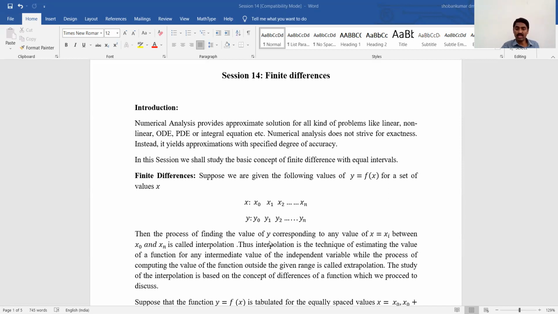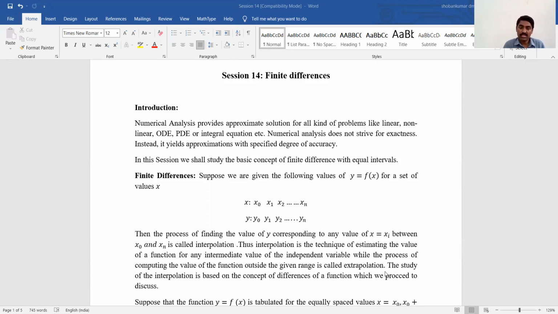Then the process of finding the value of y corresponding to any value of x, in general xi, between x0 and xn is known as interpolation. Interpolation means you have to estimate the value of y in the interval of x. Thus, interpolation is the technique of estimating the value of a function for any intermediate value of the independent variable, while the process of computing the value of the function outside the given range is known as extrapolation. Extrapolation means to estimate the value of y outside the interval.